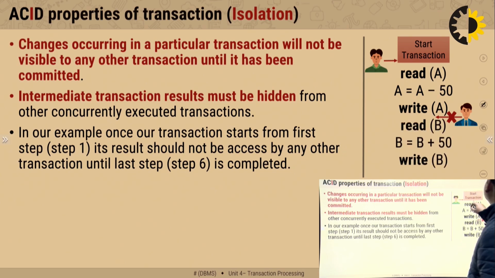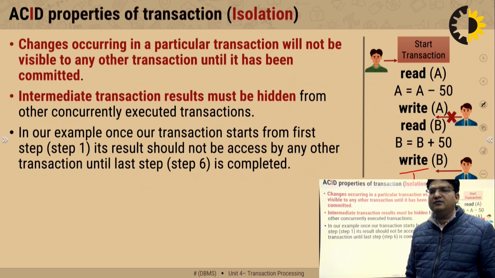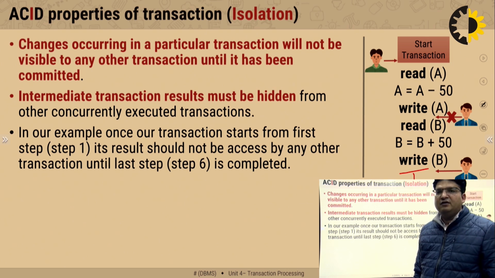See, here the transaction has started and another user wants to read the value of A. No, it will not be able to do that since the transaction hasn't committed yet. How will it commit? It will commit only after the final write B operation is okay. Okay means it should commit. Only the values that are being updated by transaction 1 should then be visible to other transactions. Otherwise, it will create the problem of inconsistency.